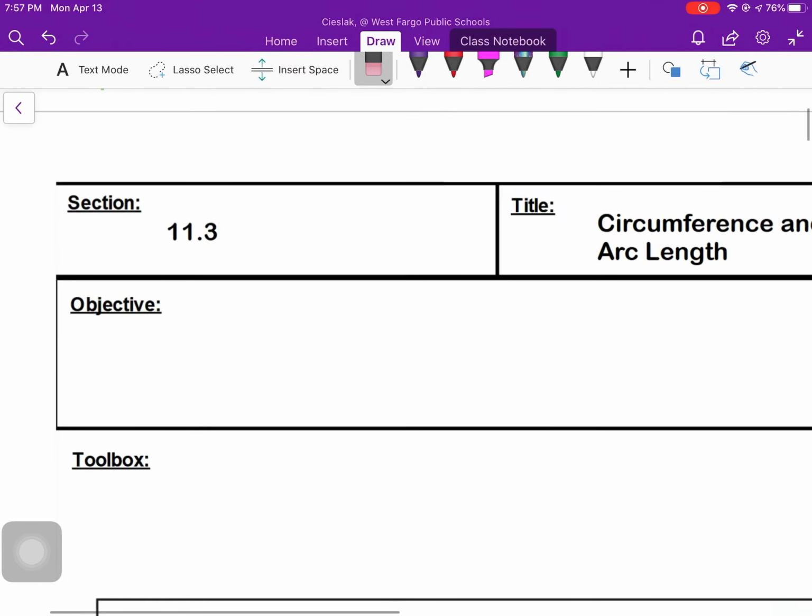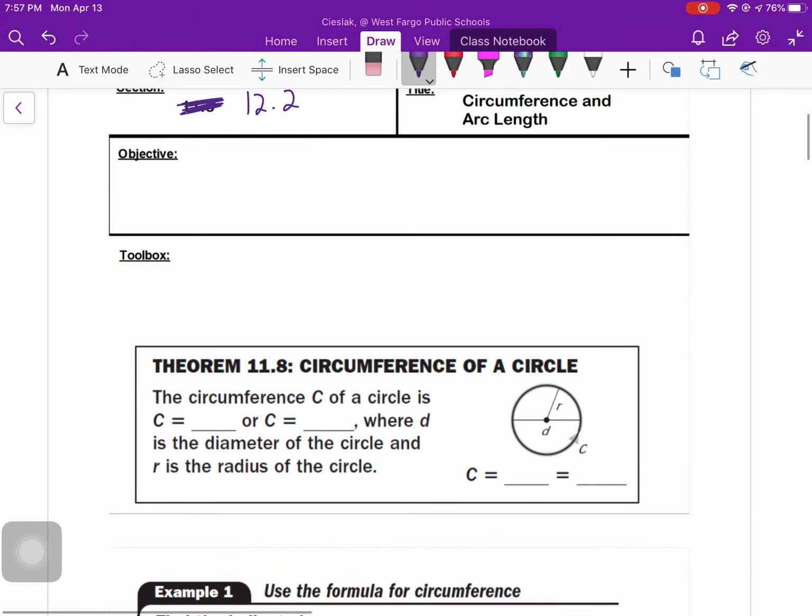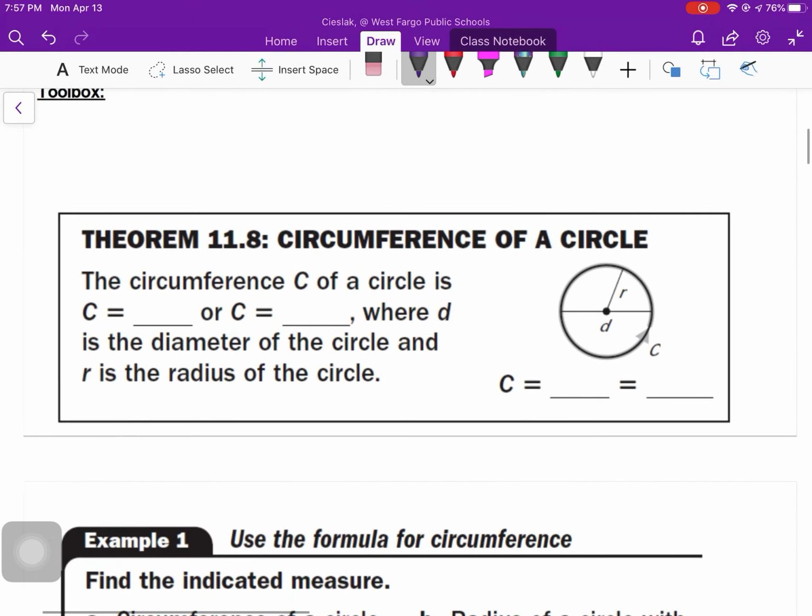Okay, welcome to the second section of chapter 12. This isn't 11.3, it's 12.2. I forgot to change that on my notes, and this is on circumference and arc length. So, let's dive right in.